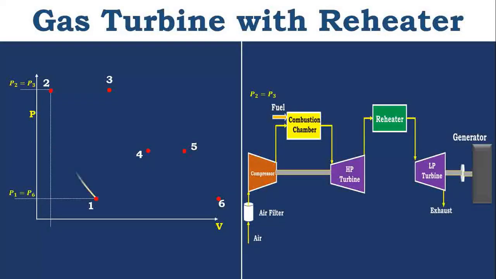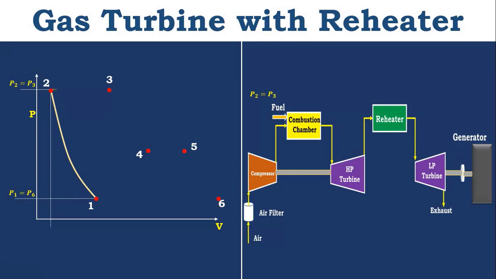We know that gas turbine with reheater consists of 5 components: compressor, combustion chamber, high pressure turbine, reheater and low pressure turbine. Compressor is placed between 1 and 2, combustion chamber between 2 and 3, turbine between 3 and 4, reheater 4 and 5 and low pressure turbine 5 and 6, which means they have 6 states. Now we will discuss the compressor. In the compressor, the air is compressed isentropically, so that pressure increases from P1 to P2. There is a slight change in volume.